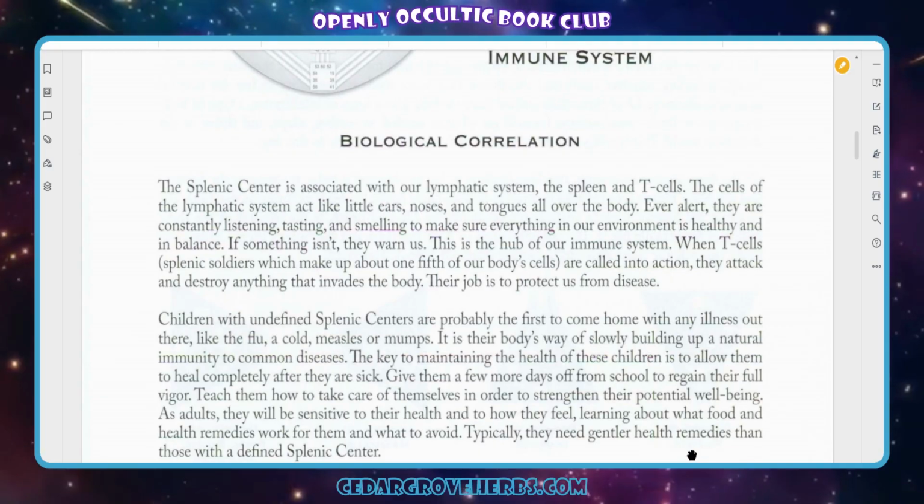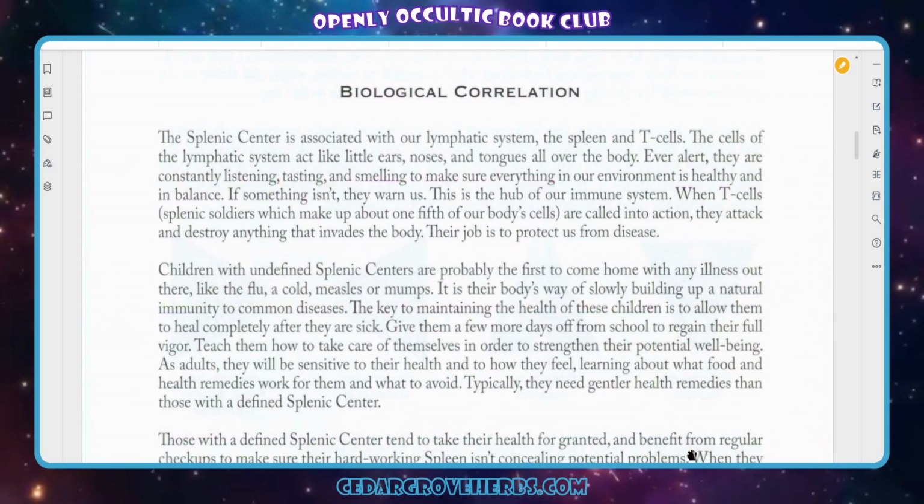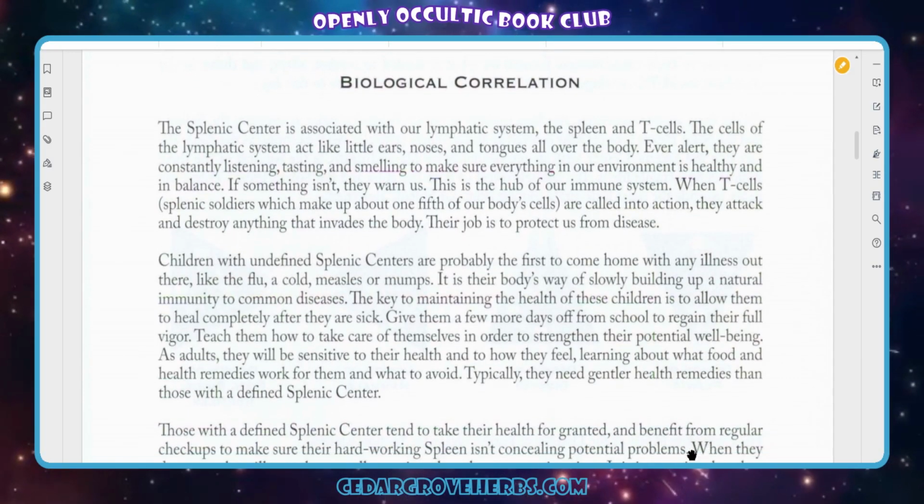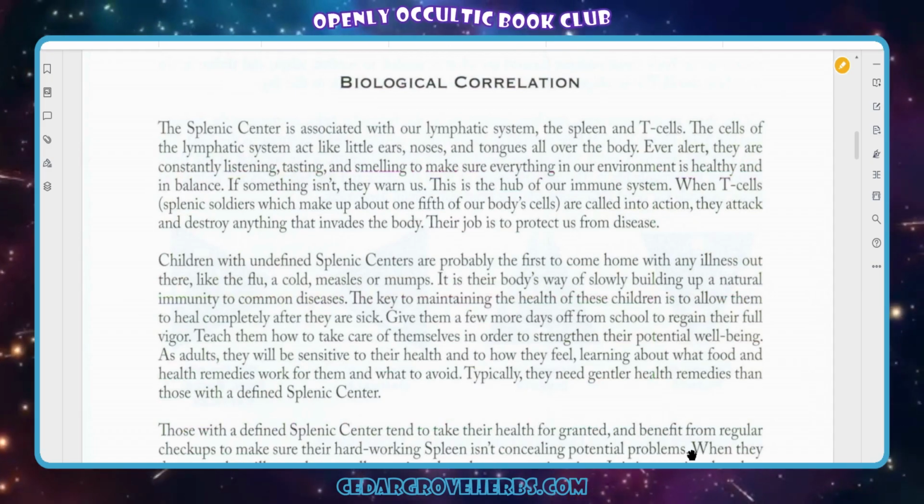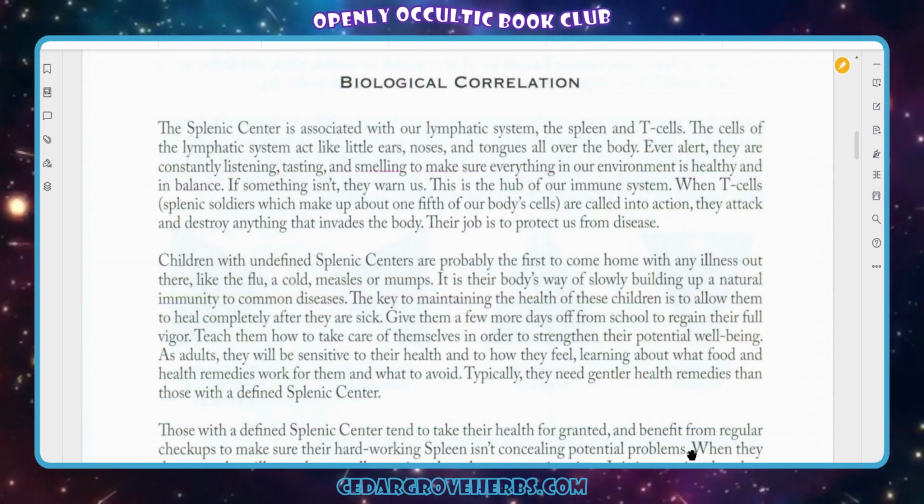Okay, here's the biological correlation. The splenic center is associated with our lymphatic system, the spleen, and T cells.